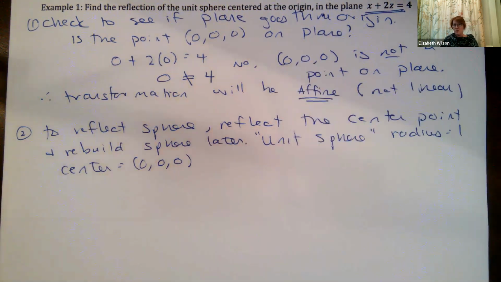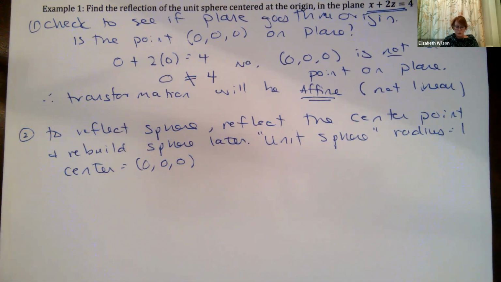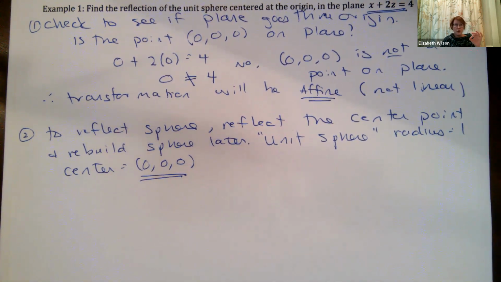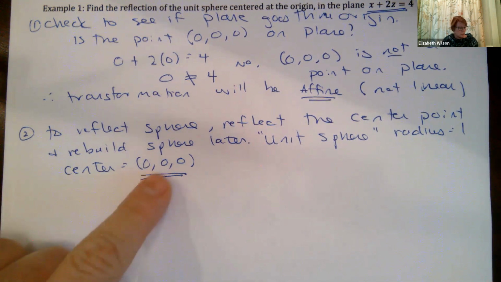And we just said 0, 0, 0 is not on the plane, right? And our plane doesn't go through the origin, but our sphere is centered at the origin. But the sphere is the thing that I'm reflecting. Everything I do is transforming around this plane. So I need to think about this is the point that I need to adjust, okay? That I need to move.